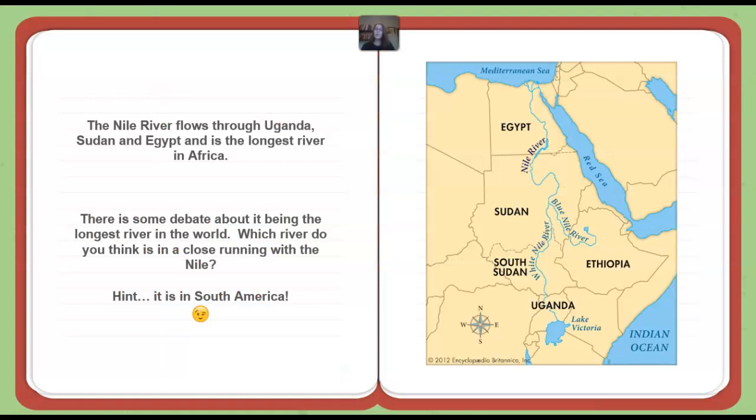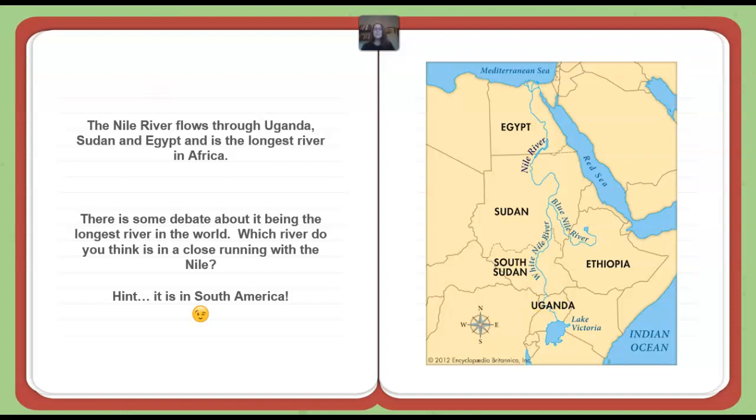The Nile River flows through the modern day countries of Uganda, Sudan, and Egypt. So those are these modern countries here. They weren't actually labeled as countries during ancient civilization times, but we now know them as these countries. And it is the longest river in Africa.